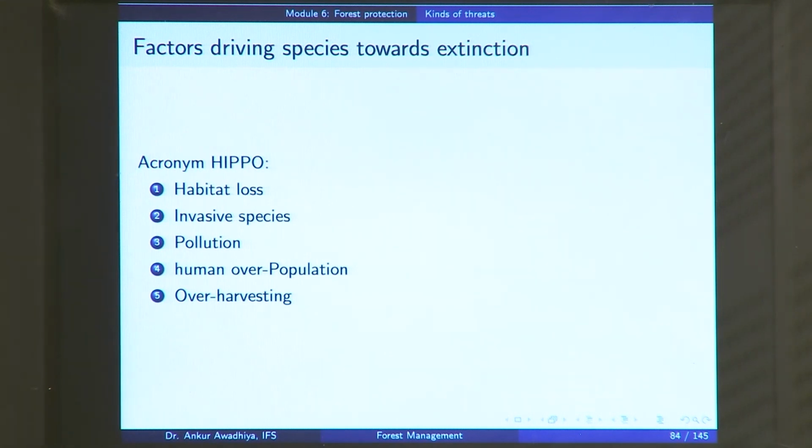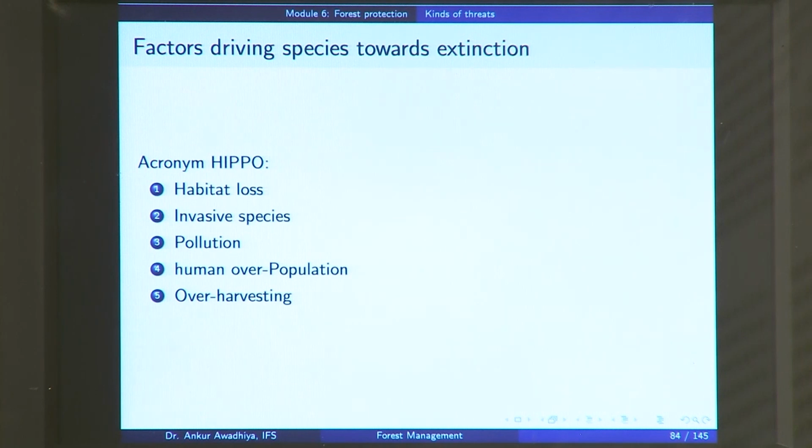Habitat loss, which means that earlier you had large areas that were there for the forest. Now, you are converting these forest lands into agricultural fields, and in the case of an agricultural field, you are managing it in such a way that the forestry species do not thrive in those areas. So, there is a loss of forest area because of habitat loss. There could be invasive species like lantana. So, lantana was introduced in our country, and because lantana is an invasive species, it is destroying our forests.